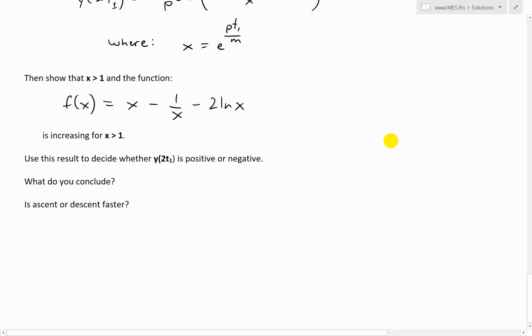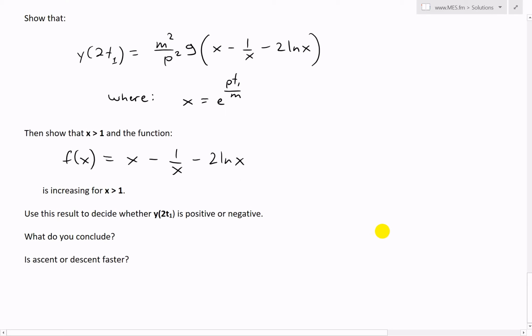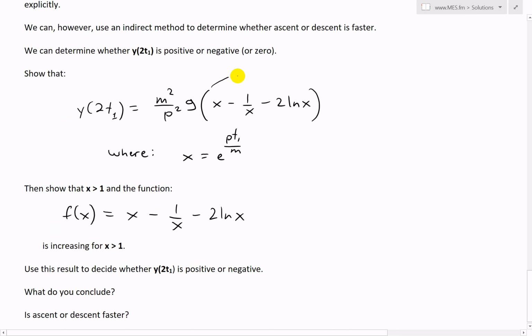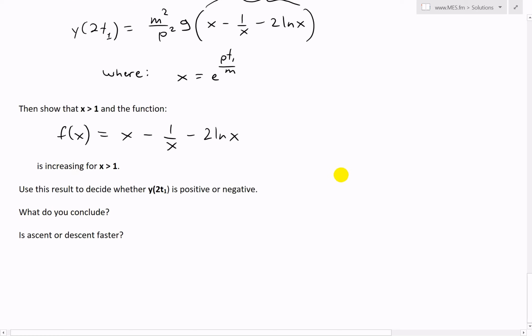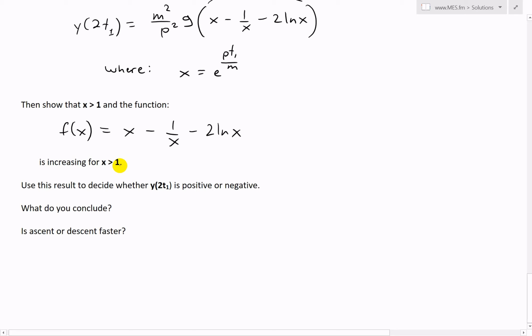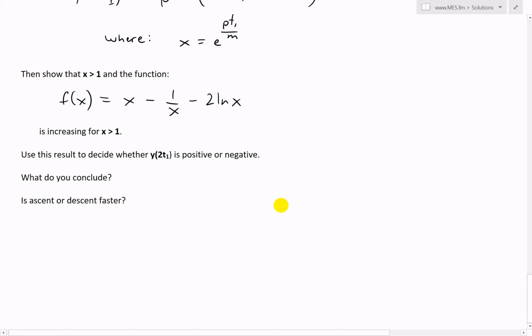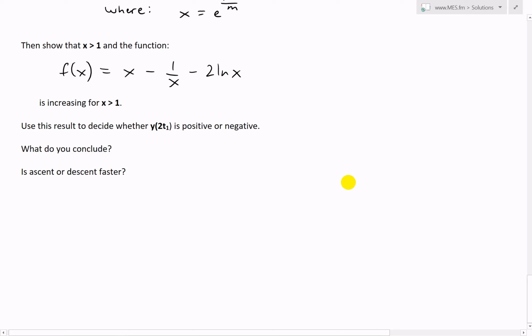Then show that for x greater than 1, the function f of x equals x minus 1 over x minus 2 ln x. That's just this function right here, our f of x, because the rest are just constants, so that's why it's written like that. Show that it's increasing for x greater than 1. Then use this result to decide whether y of 2 times t1 is positive or negative, and this is what you conclude is ascent or descent faster.